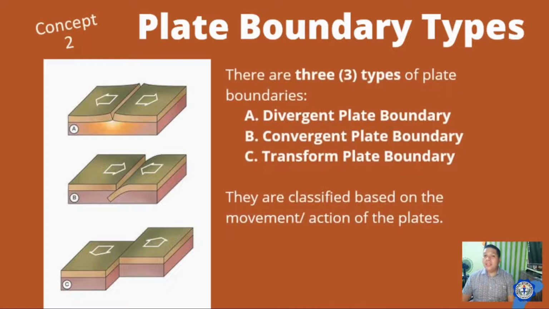We have 3 types of plate boundaries, and these are: first, divergent plate boundary; second, convergent plate boundary; and third, transform plate boundary. And they are classified based on the movement or the action of the plates, as you can see in the illustration at the left.